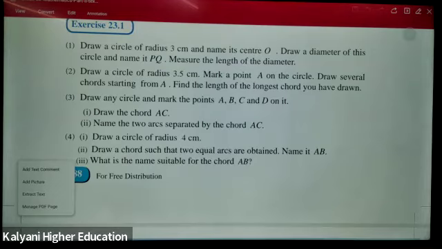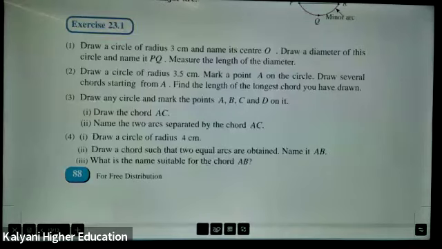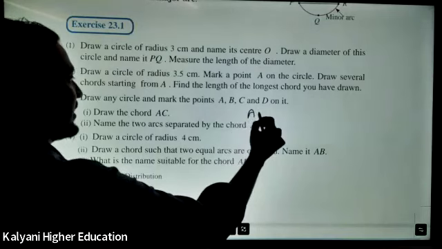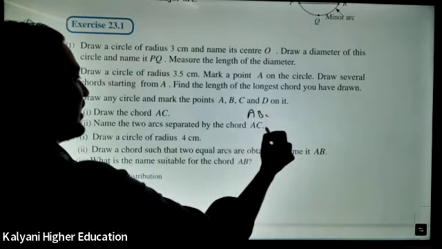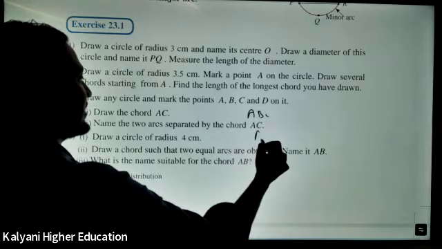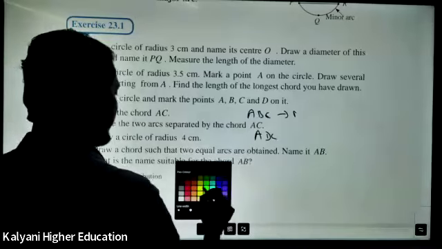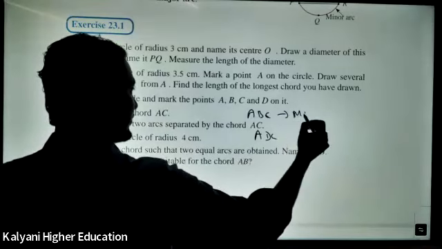They didn't ask for the part of the circle. They asked, what are the two arcs? One is ADC, the other one is ABC. Answer is correct. One is the ABC arc, the other is the ADC arc. Which is the major arc? ABC is the major arc, and ADC is the minor arc. Correct?